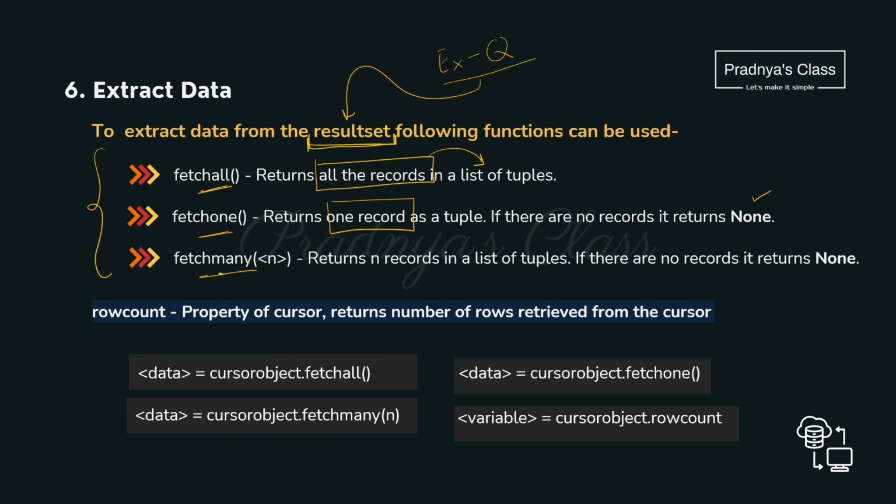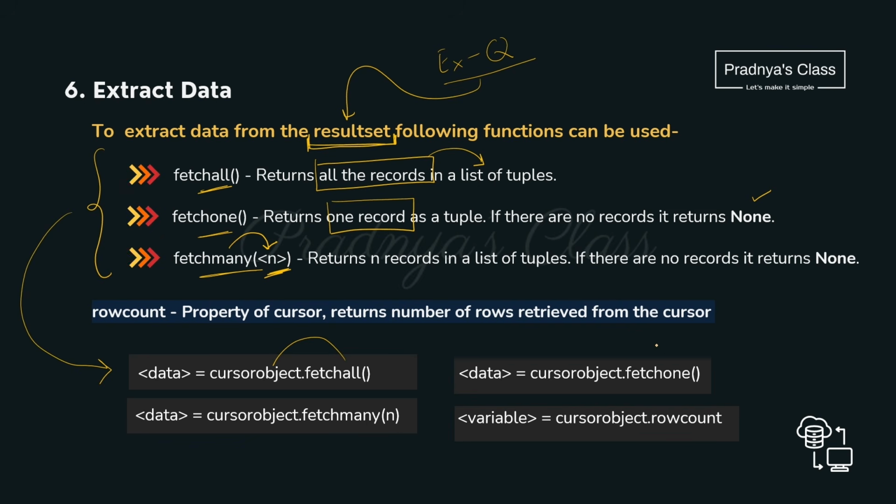There is one more option with the help of which you can extract some specific number of records. The name is fetchmany. You will be providing the parameter n, that is nothing but the number of records. Look at the syntax. This function works with the cursor object.